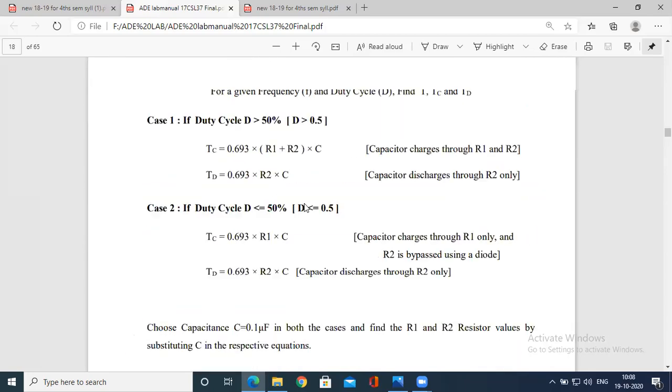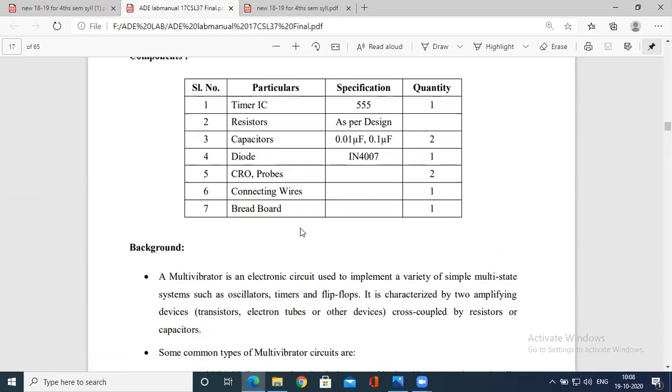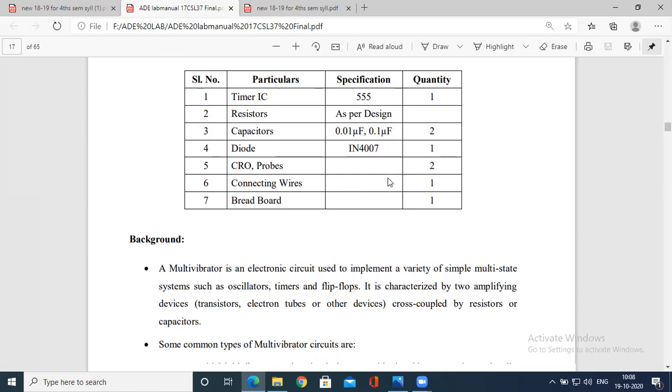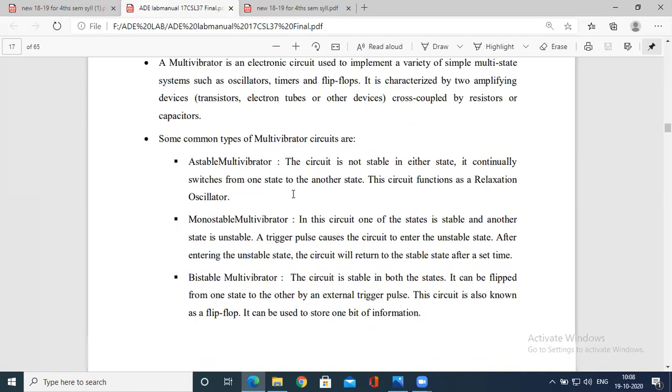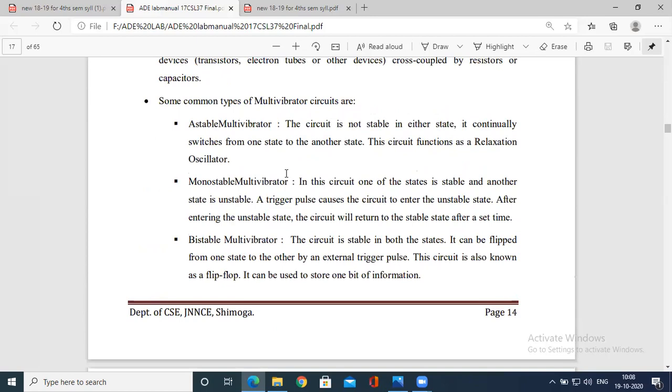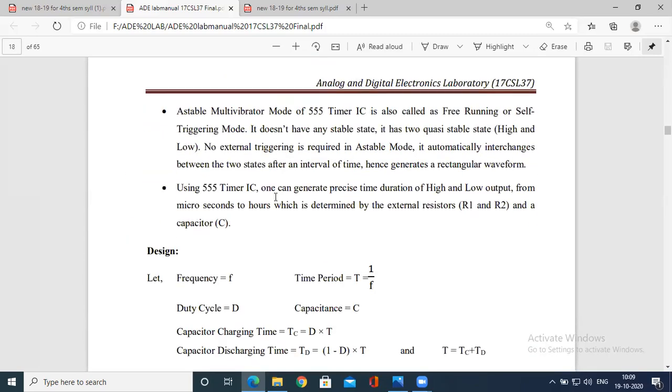Before you design a circuit with a 555 timer, these are all the components that you need when you do it physically: the 555 timer and resistors as per the design. If it is 50%, less than 50%, or above 50%, you have to calculate the resistor values. So here is a theoretical part. What are the common types of multivibrator? You need to go through this theoretical part. I focus today basically more on the calculations and the simulation part.